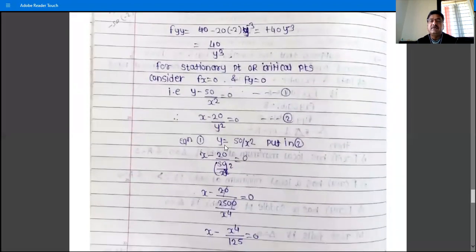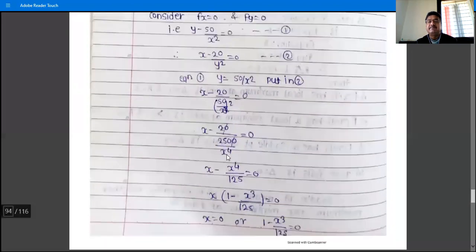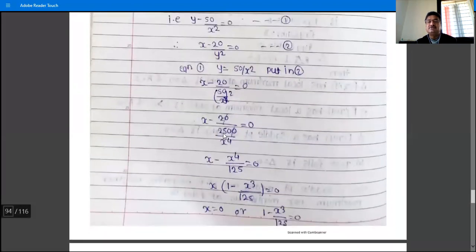So from equation number 1, y is 50 by x square. Substitute this in equation 2, y is equal to (50 by x square) whole square. That is 50 square is 2500, and x square squared is x raised to 4. And then this x square is shifted to the numerator, so x square divided by x raised to 4, and the zeros get cancelled.